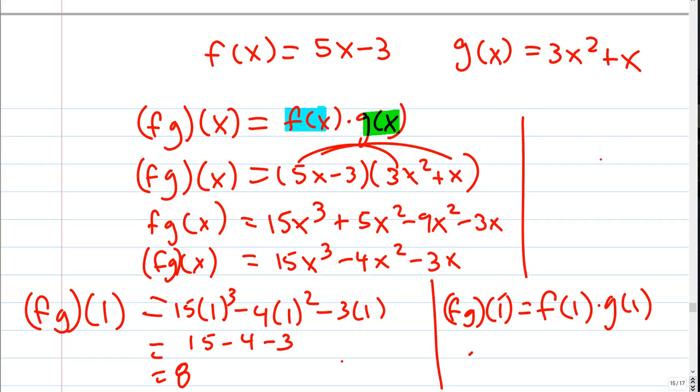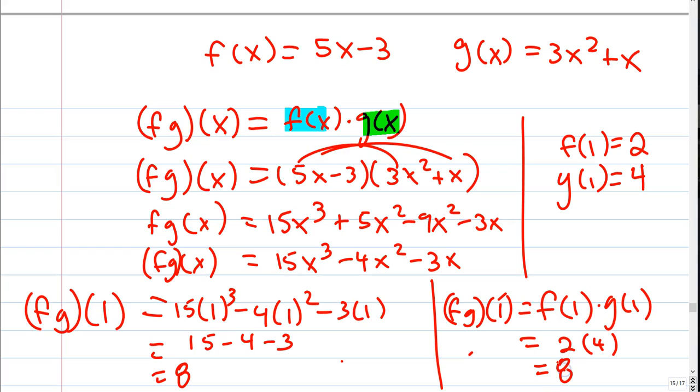What is f of 1? What is 5 minus 3? What is g of 1? What is 3 plus 1? So f of 1 times g of 1 would be 2 times 4, would still be 8. The answer doesn't change. So that line's driving me crazy. The answer doesn't change if I plug it in separately. That's kind of the point of what we're doing.